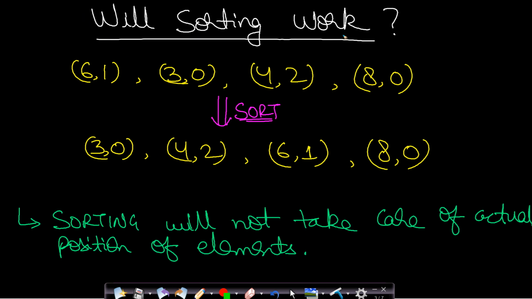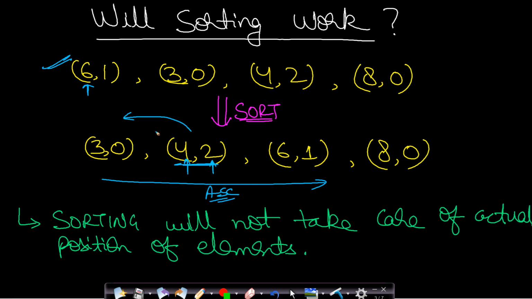Will sorting work? This is the first question. Let us say we have 4 people and we have sorted them based on the first value, that is the height, in increasing order of height. You can see that by simply sorting, this does not give us the correct answer. Let us say we pick this element 4, 2. This indicates that the current element's height is 4 and there should be 2 people to the left having height greater than or equal to 4.